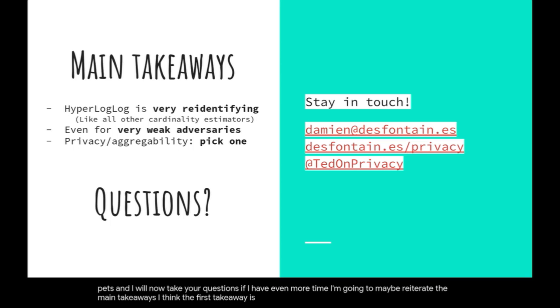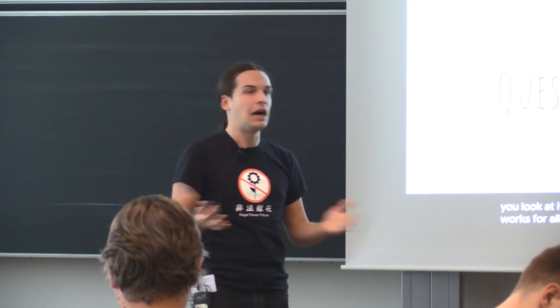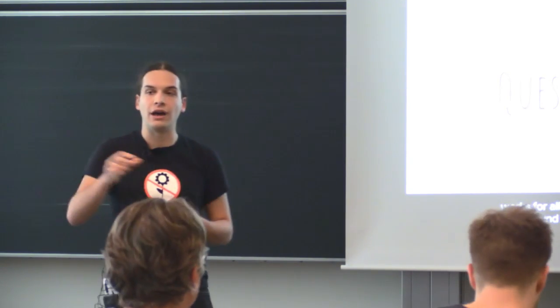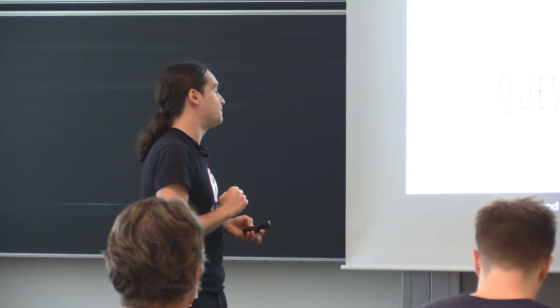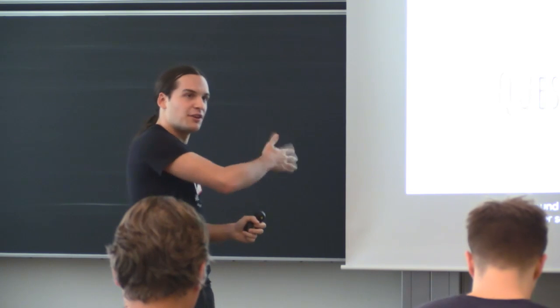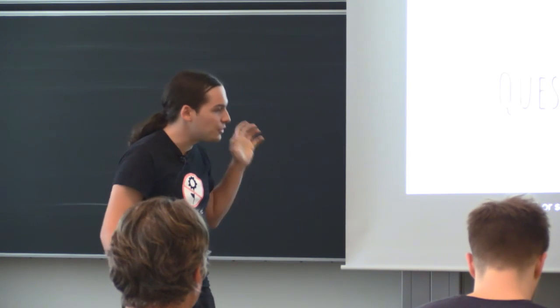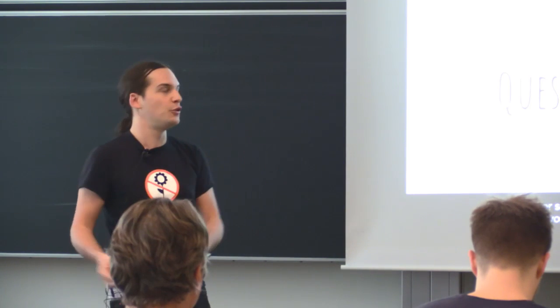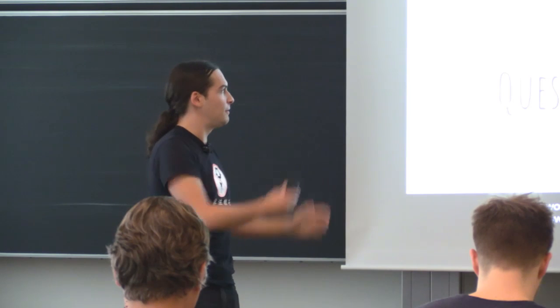I think the first takeaway is maybe the less interesting from a scientific perspective, because you look at something that exists, and when you look at why it's very identifying, it's actually not that complicated to prove. It just looks this way when you look at it long enough. But it's interesting because, since it's a negative result, it works for all the cardinality estimators that exist, right? All of the cardinality estimators have bounded accuracy. They all have sort of plus or minus 10% or something, which means that they can't satisfy the privacy definition because of that result. It works even if the adversary is very weak. So essentially, you have to pick one of those two things: aggregatability and deduplication, or privacy.